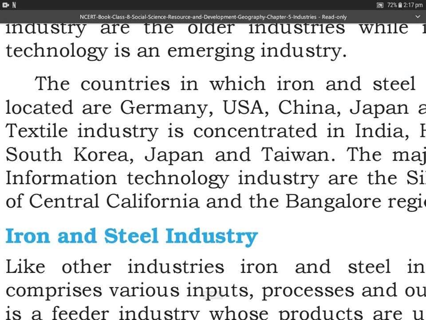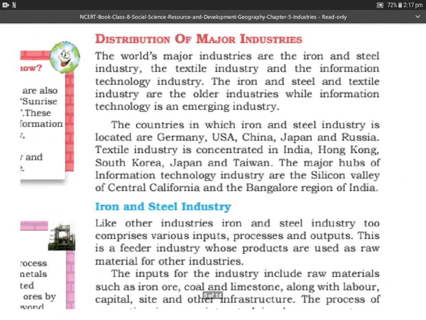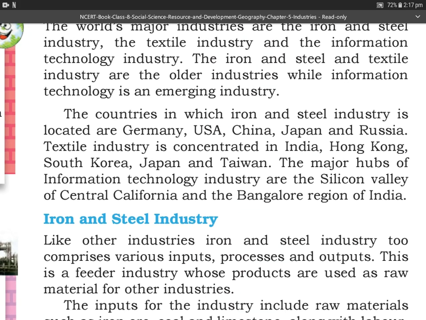The countries in which iron and steel industries are located are Germany, USA, China, Japan and Russia. Textile industries are concentrated in India, Hong Kong, South Korea, Japan and Taiwan. The major hubs of information technology industries are Silicon Valley of Central California and the Bangalore region of India.